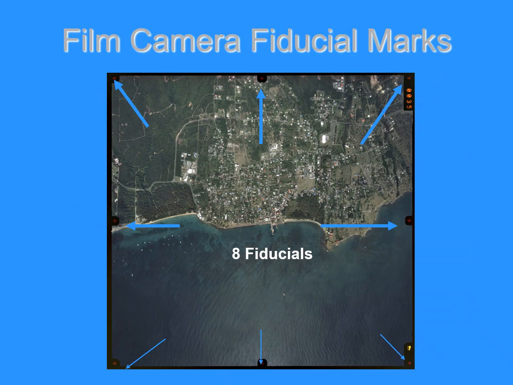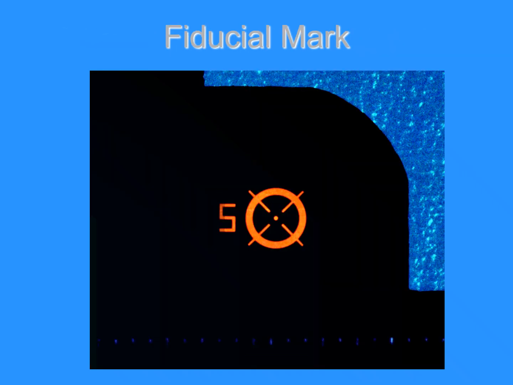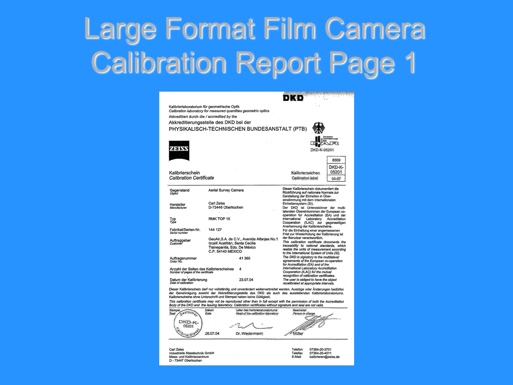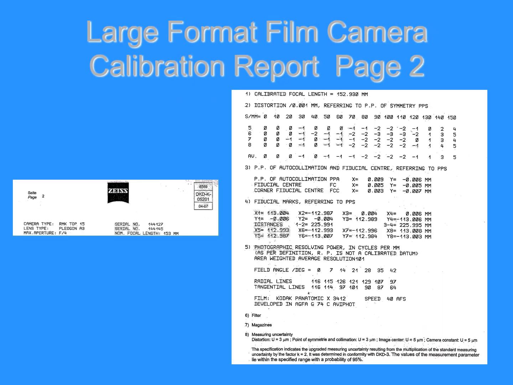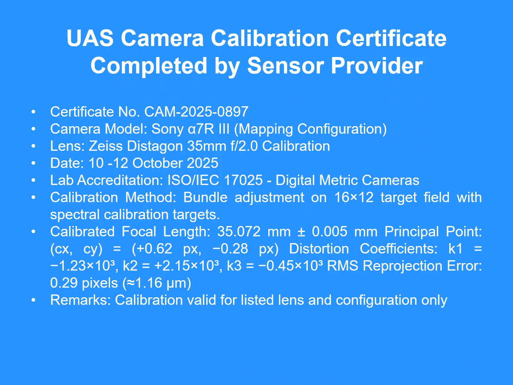Film camera Fiducial marks. These 8 Fiducials are the basis of the camera calibration certificate. This is a close-up of the Fiducial mark. Large format film camera calibration report, page 1. Large format film camera calibration report, page 2. UAS camera calibration certificate completed by the sensor provider and contains all the metadata associated with the certificate.